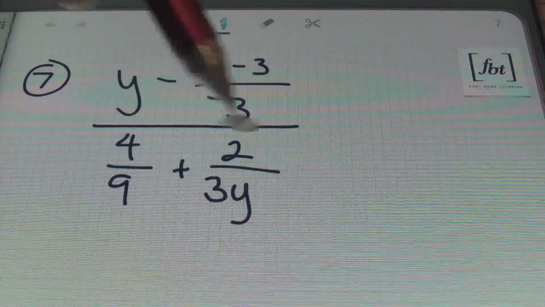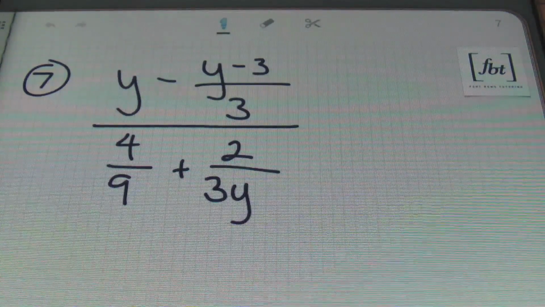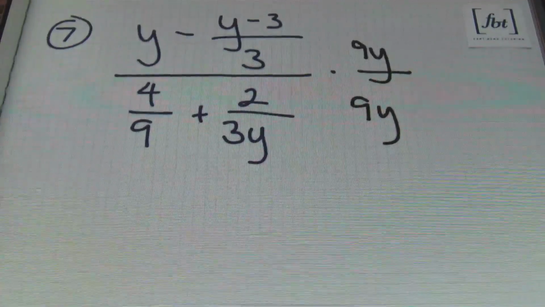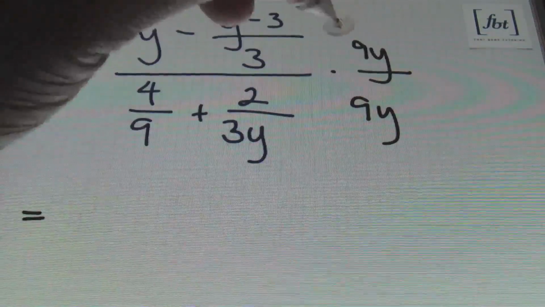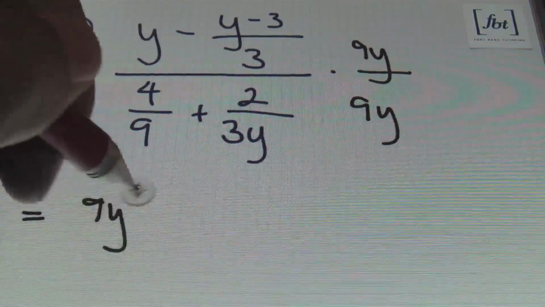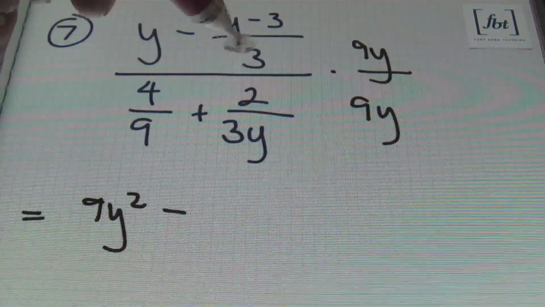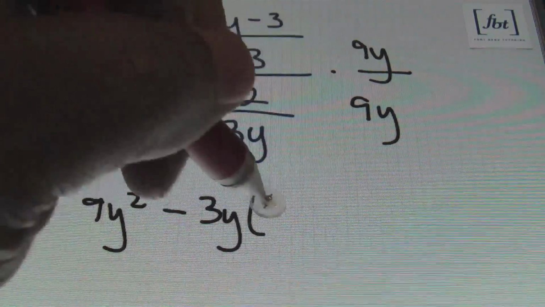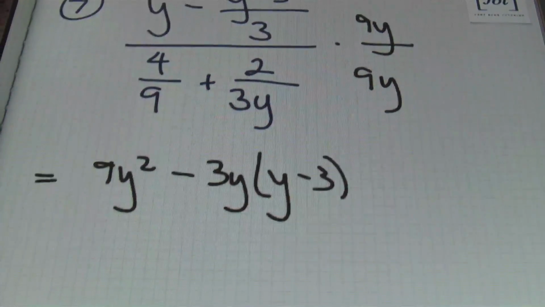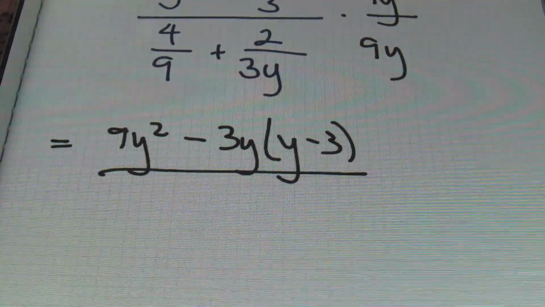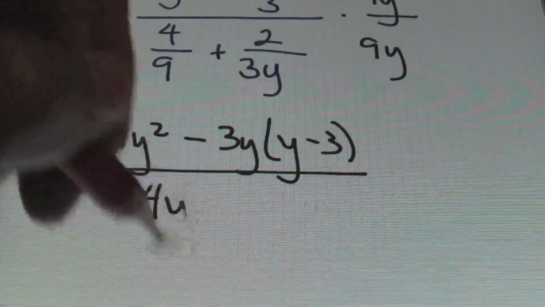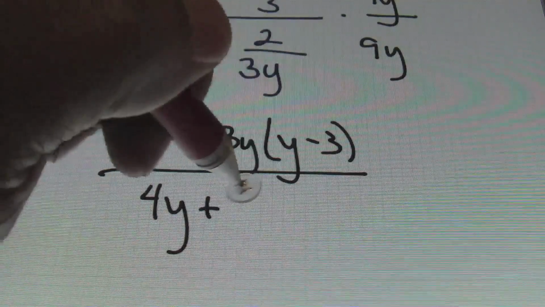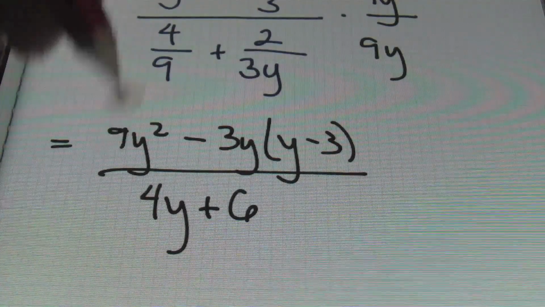denominators is going to be 9y, and that's what I'll multiply the numerator and the denominator by, 9y. So distributing this, I'll have 9y times y, which gives me 9y squared. I'll have a negative. 3 goes into 9 3 times, so I end up with 3y times the quantity of the numerator, which is y minus 3. All right. Then in the denominator here, I'll have the 9's canceling out. That leaves me with 4y plus 3 goes into 9 3 times, so I have 3 times 2, which is 6, and my y's will cancel out. So this is what I have thus far.